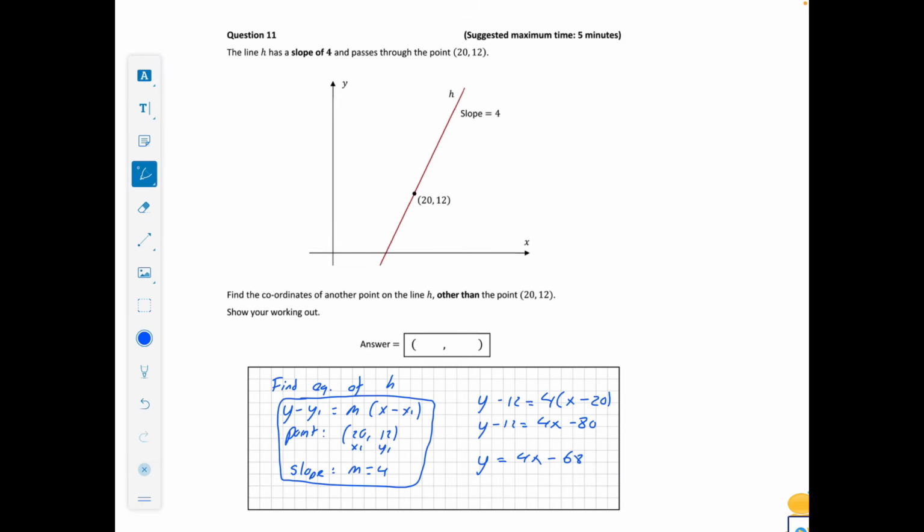So, we want to find the coordinates of another point. Now, technically, there's so many answers to this. Okay, there's one obvious point kind of jumping out at me here, and it's that point. Okay, another word for that point is my x-intercept. Okay, at my x-intercept, we're going to find that.